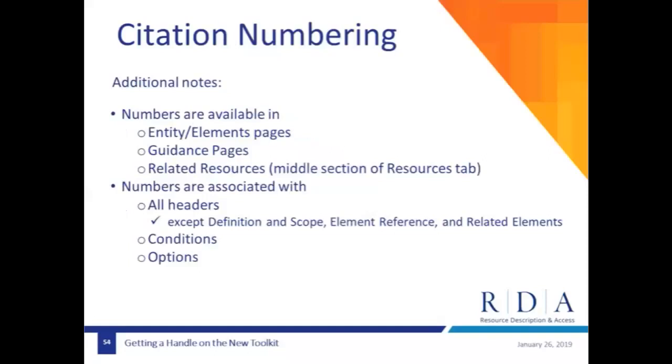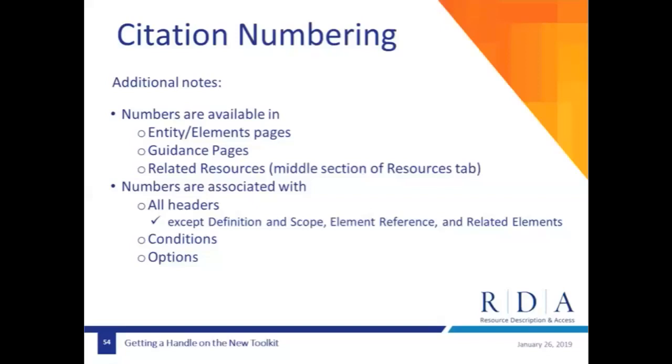So Kathy's already talked about the citation numbering and how it will be searchable, and you'll be able to access it through the pop-up bar to get the number, et cetera. I just wanted to add a couple more things. We're adding citation numbering in entity and element pages, in guidance pages, and related resources, which is the middle section of that Resources tab. So these are kind of traditional RDA instruction areas. We're not going to add citation numbering to the glossary or the vocabulary encoding schemes and stuff like that.